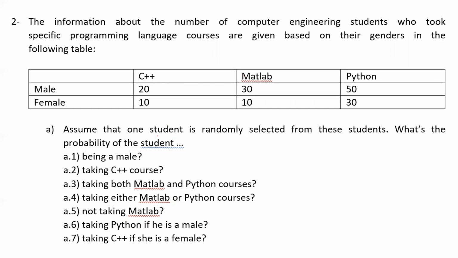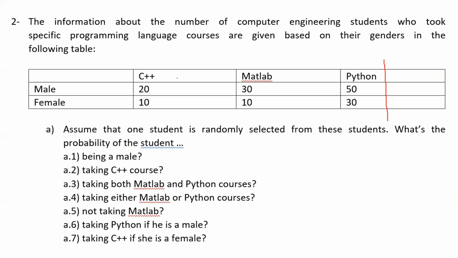Now assume that one student is randomly selected from this student. What's the probability of the student being a male? Okay, now this is what I mean by marginal probability. It means that you should find the margins. So here, this is a frequency table, but whenever we talk about probability, this is related to relative frequency. So what do I need to do?